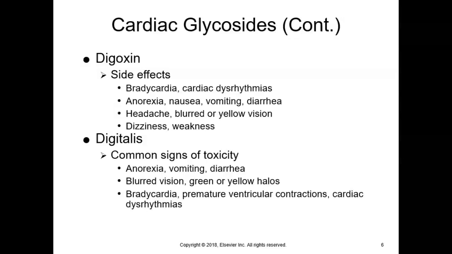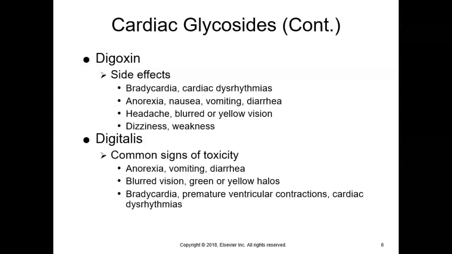Some side effects that are listed here include bradycardia. We already talked about the negative chronotropic properties of this drug, right? We know that it's going to slow heart rate down. So a side effect of bradycardia isn't that surprising. And it's very important with digoxin that we actually take an apical pulse for a full minute prior to administering it. And if the apical pulse rate is less than 60, the medication needs to be held.